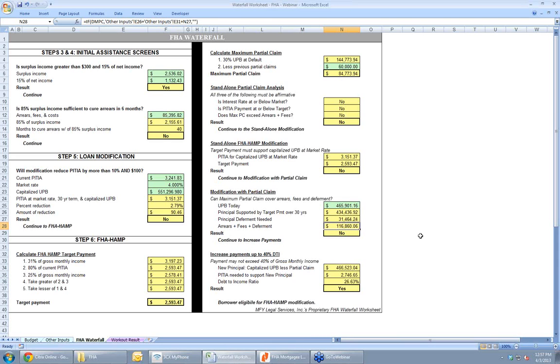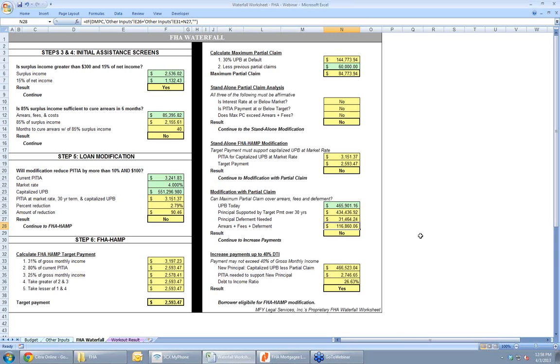They would need a partial claim at $116,860, right? But you'll see above where we calculate their maximum partial claim, they only have $84,700 or so for a possible partial claim. Had they not previously been awarded one, this would have worked. But here they don't have enough available to qualify at this stage. So what you do now is you say, okay, well, we couldn't get them their target payment with just a modification and partial claim.